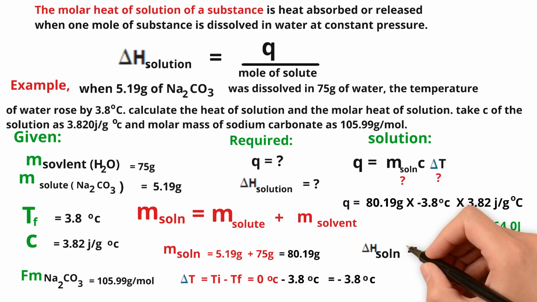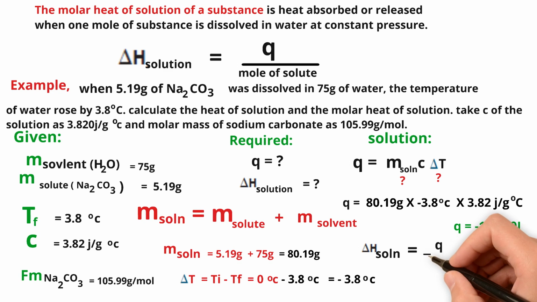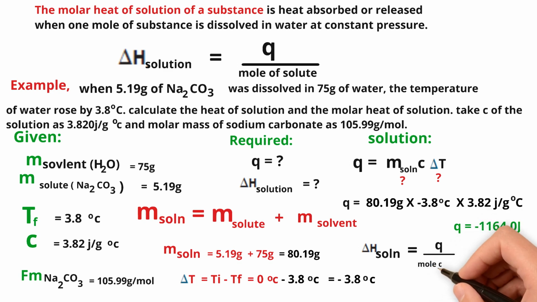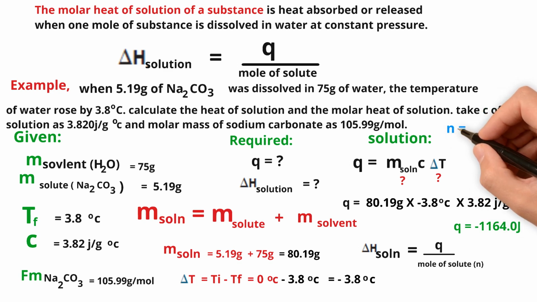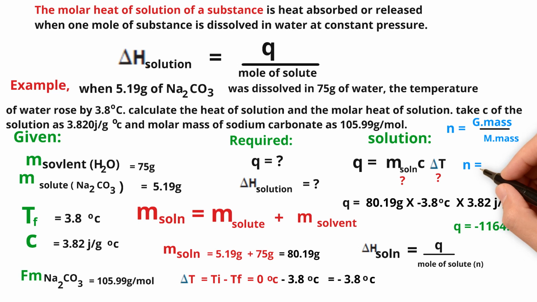Now, time to calculate molar heat of a solution. Mathematically, molar heat of a solution is equal to enthalpy of a solution or heat of a solution upon mole of a solid. How can we calculate mole of a solid? Let us calculate mole of a solid first. Mole of a solid is equal to given mass upon molar mass. Given mass is 5.19 gram and the molar mass is 105.99, and after calculation it is equal to 0.0489 mole.